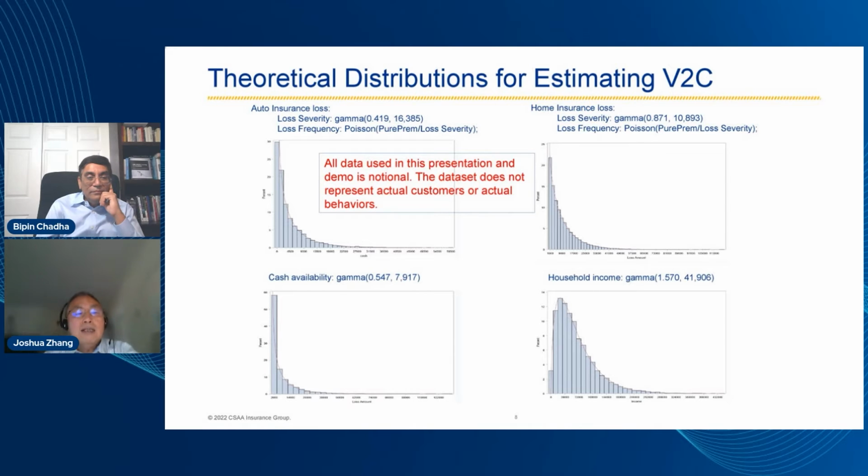So now let me spend a little time on how V2C was calculated. For calculating V2C for each customer, we use samples from theoretical distributions for auto insurance loss, home insurance loss, cash availability, and household income. These distributions are handy for quantifying uncertainty.